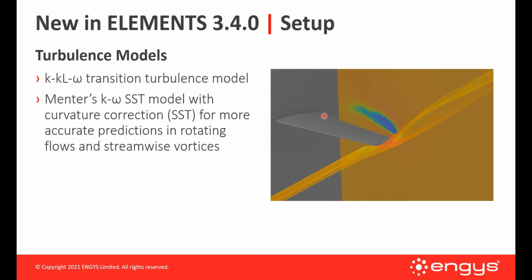So in this example, looking at a wing profile and looking at the vortex that generates on the tips of those things, k-omega SST with curvature correction shows the right levels, or predicts the right levels, of vorticity in these kind of examples.